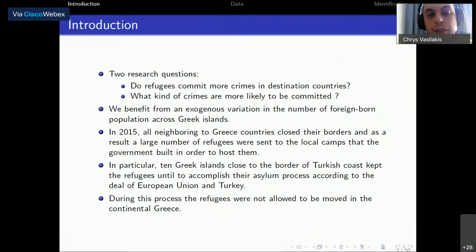In 2015, all the neighbor countries around Greece closed their borders, and as a result, most of the refugees were sent to local camps, and the government built hostels mostly on Greek islands, specifically 10 Greek islands. I would like to make a remark here. There are 107 Greek islands in Greece. Only 10 received refugees because they are very close to the border of the Turkish coast.